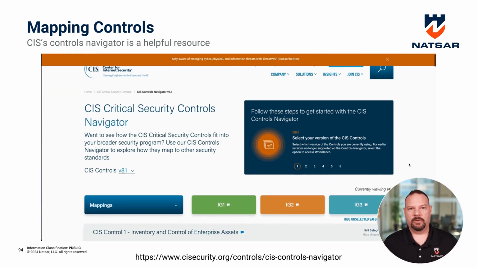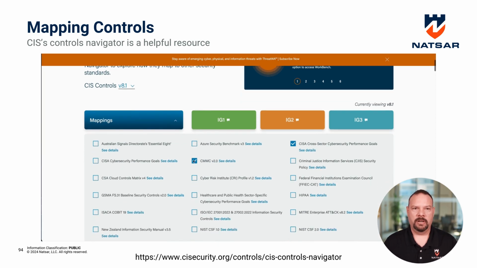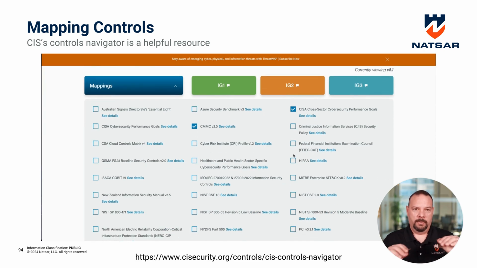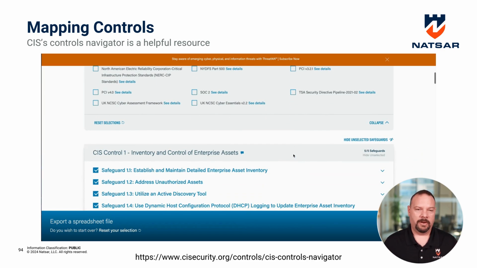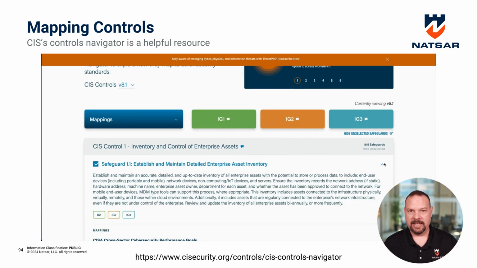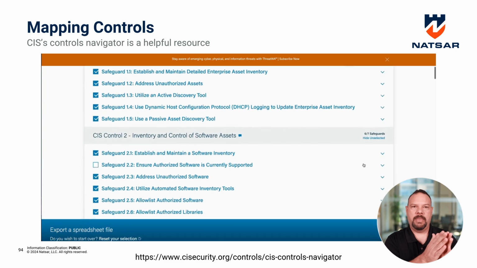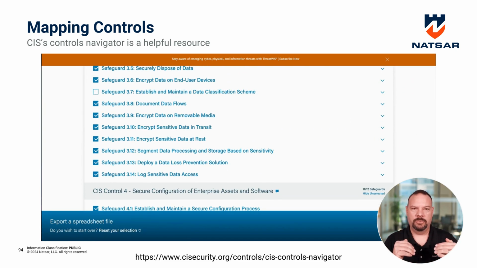Now, CIS has a great website called the Controls Navigator, and I'll show you a video here of how it works. What it allows you to do is pick all of these different control families that are out there. I mentioned a few of them already: CMMC, ISO, PCI DSS, etc. And you can map the CIS controls to those, and they will show you the delta between the two.